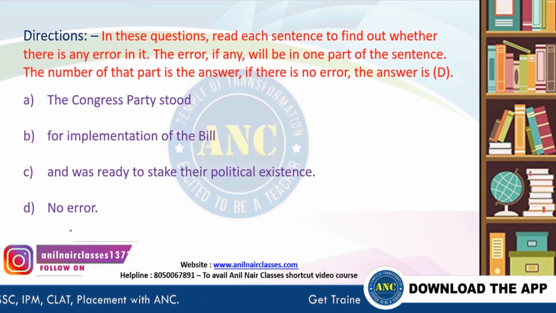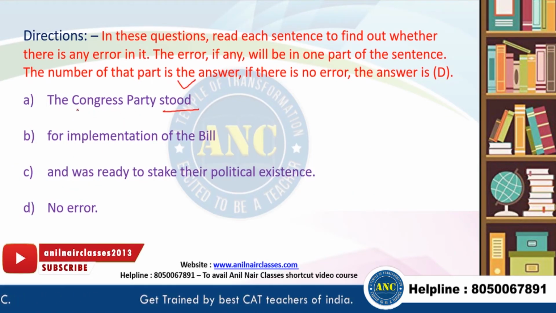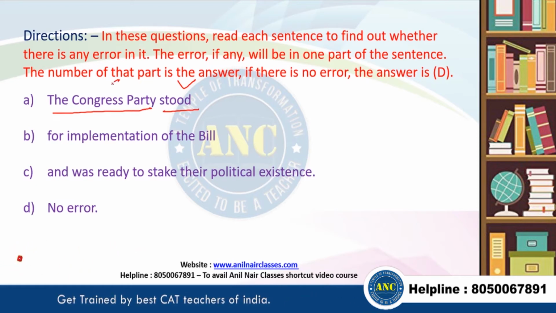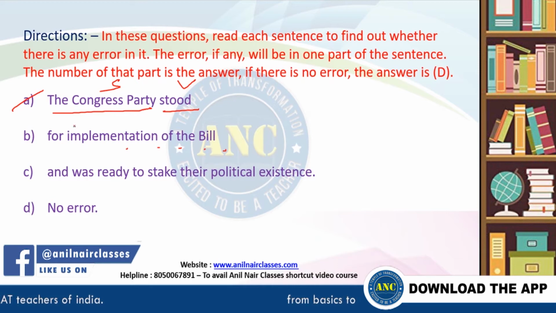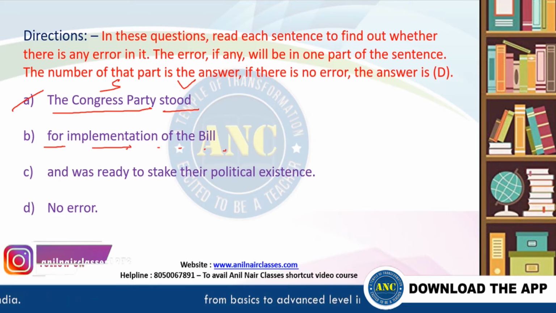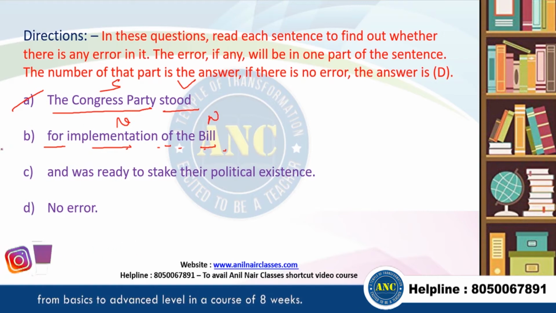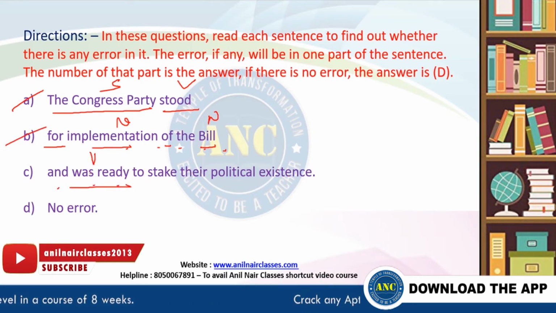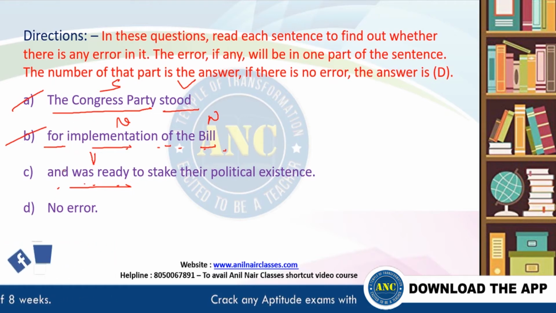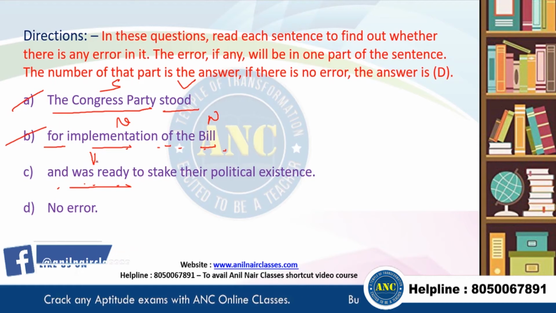Let's move ahead. The Congress party stood. Stood is the verb. Who stood? The Congress party stood. So this is the subject. Get rid of it. For implementation of the bill. So for is the preposition. Implementation is the noun. Of is the preposition. Bill is a noun. Everything is fine. And was ready. Was ready is the verb. Who was ready? The Congress party was ready. So subject is Congress party only for this verb also.